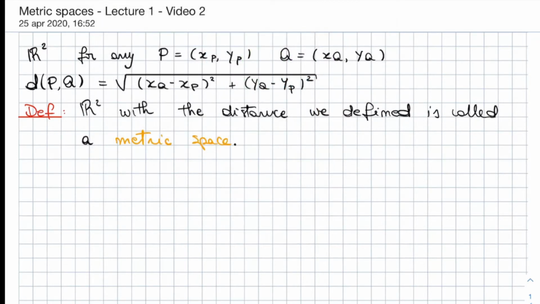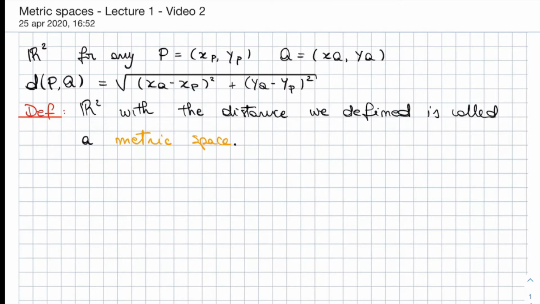Clearly, there is a much wider generalization of the notion of a metric space, which is any space with a distance. We're not going through the details here, but R2, the plane with this distance, is an example of a metric space. Now, we've got this distance and we've already computed the distance between two points.